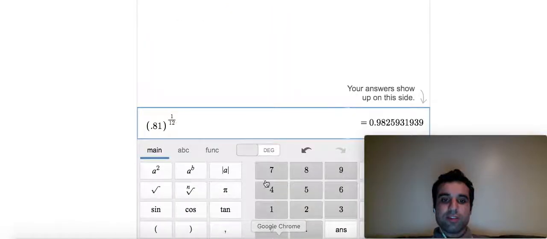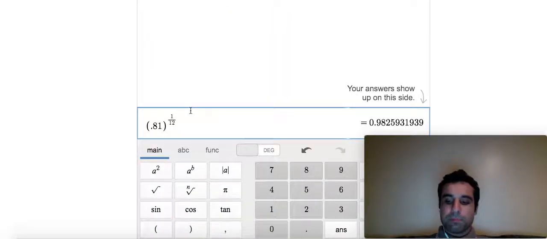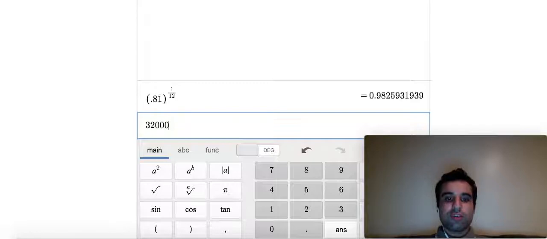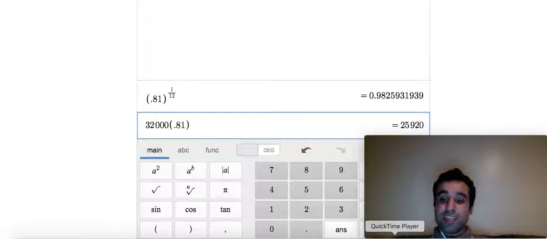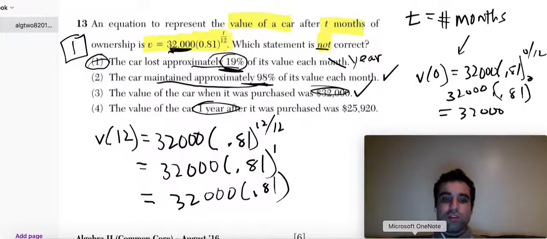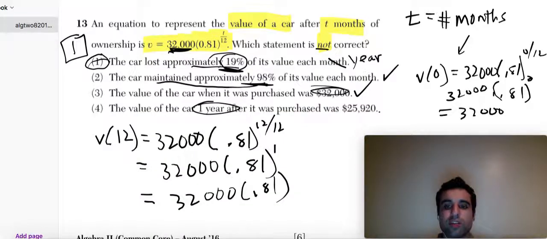So if I put this in, 32,000 times 0.81 is 25,920. That's how it lost 19% of its value in a year and retained 81% in a year. So choice 4 is also correct. We didn't have to go through all those, but I wanted you guys to understand how this works.